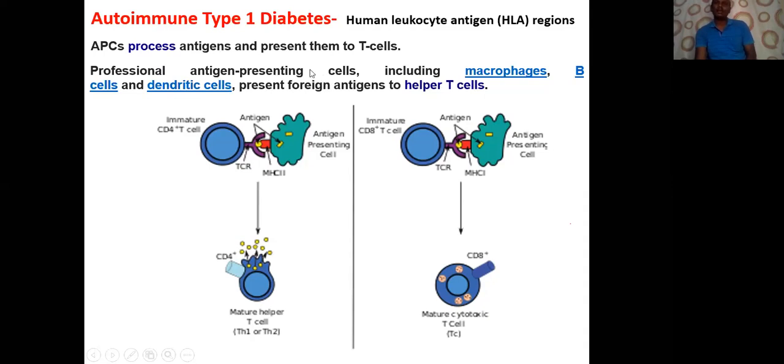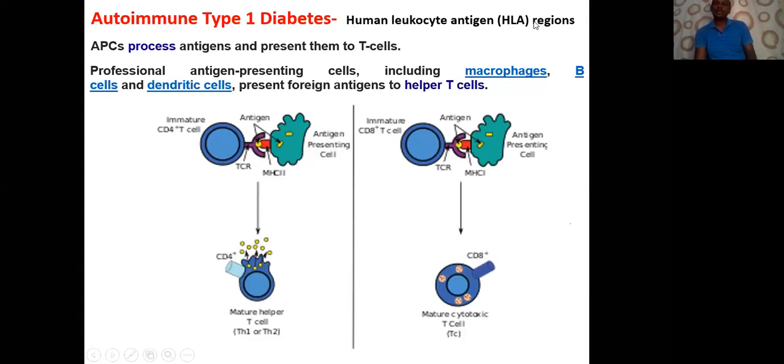And this antigen presentation is regulated by a particular gene region called the human leukocyte antigen region. These genes are present on chromosome 6. Chromosome 6 will have a region called the human leukocyte antigen. The genes in this human leukocyte region make the proteins to process antigens and present them to the T cells. Okay, so this is the function of human leukocyte antigen.